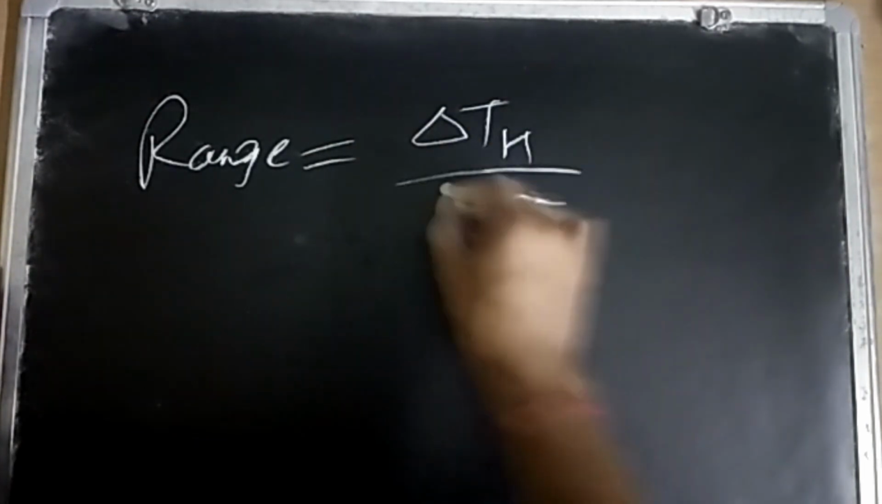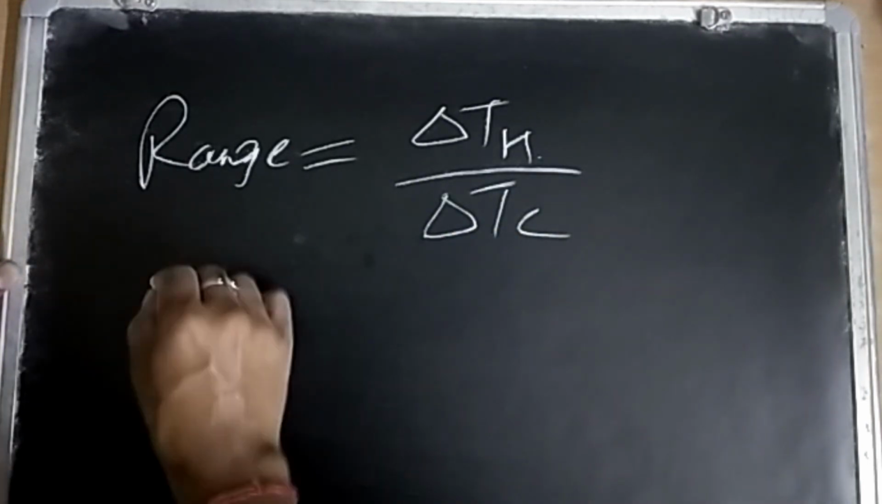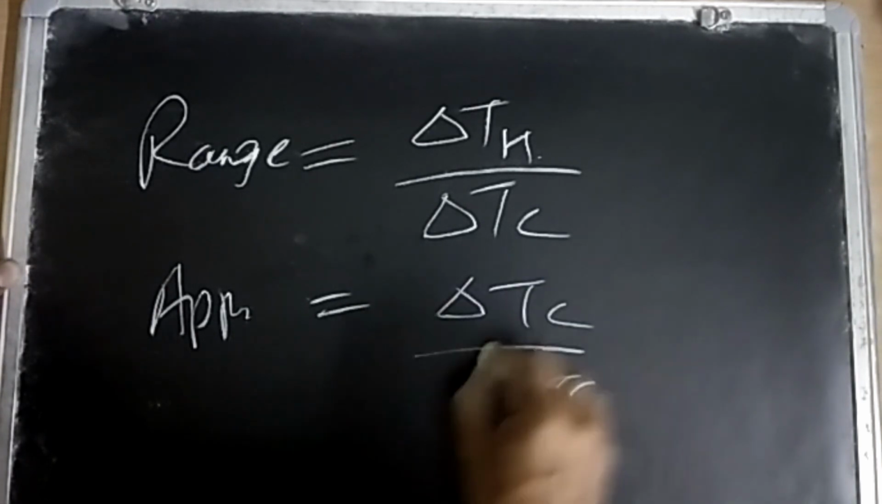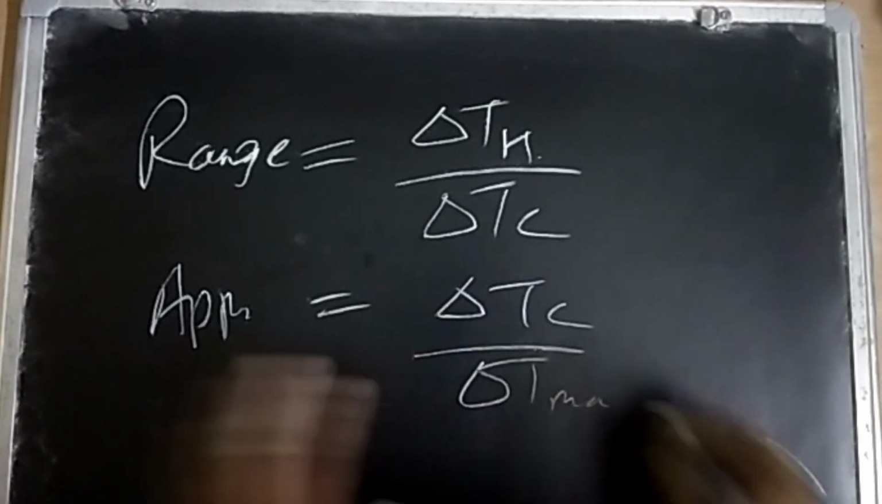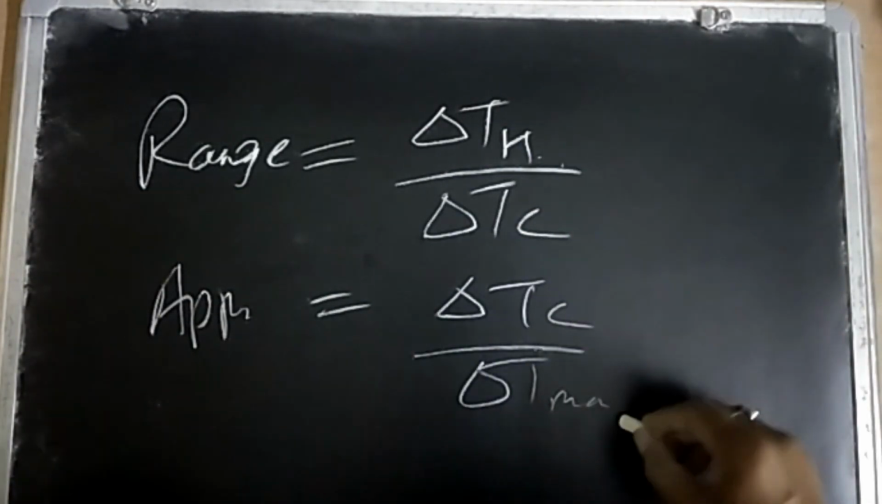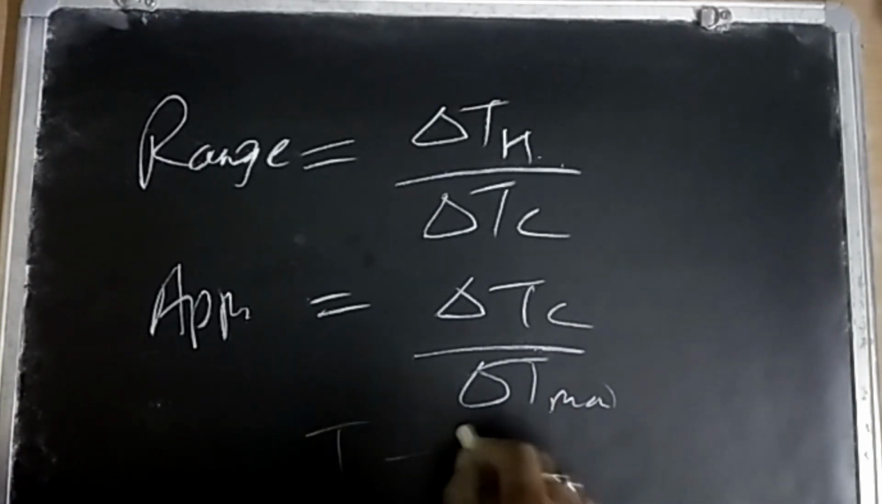And for heat exchanger, there is one thing to remember, that there is a range. So the range is delta T H by delta T C. Okay, H by C. This is the range, and there is an approach. Approach is delta T C by delta T max. Okay, so if we multiply range and approach, it will be delta T H by delta T max. Delta T max means the hottest temperature minus the coldest temperature.